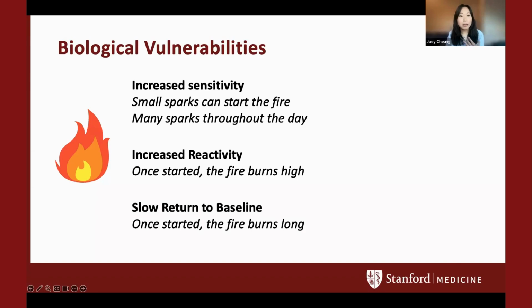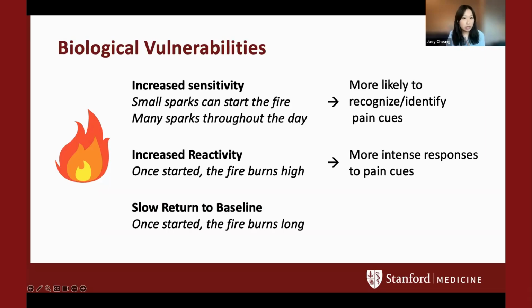So for folks that have high vulnerability to emotions, it might mean that a lot of cues can start that emotion burning up. A lot of things throughout the day might lead that emotion to start coming up. Once it starts going, the fire burns really high, the emotion's really intense, and it's really difficult for the emotion to come back to baseline. Similarly, I can imagine with pain, an increased vulnerability to pain perception means you're more likely to identify or recognize pain cues. You're going to have more intense responses to these pain cues, and it's much more difficult for pain to resolve or to recover in the day.